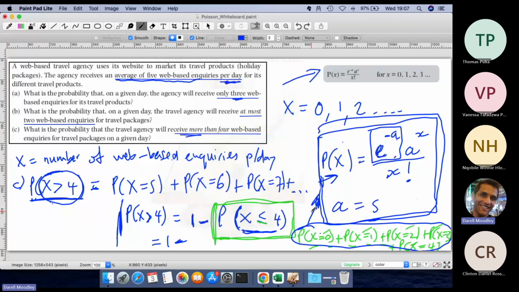Add them up, and the value you get is 0.4405. So it's 1 minus that, and if you work that out, 1 minus 0.4405 gives you the final answer of 0.5595. In other words, 55.95%. That's your final answer.